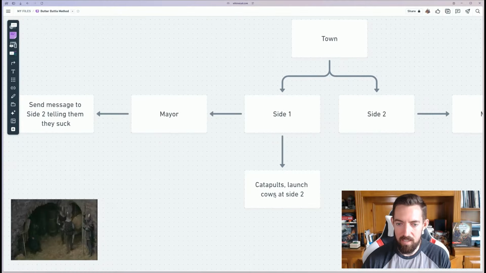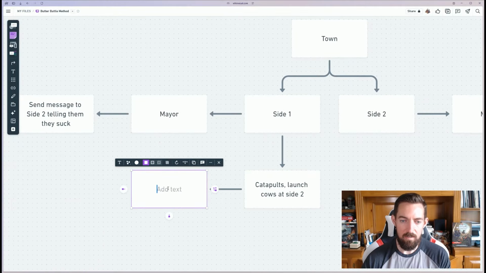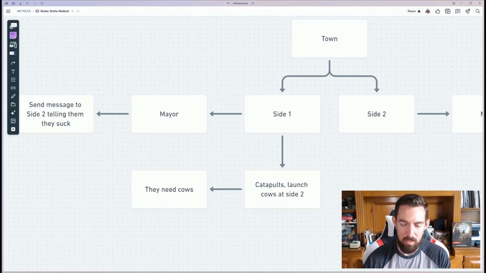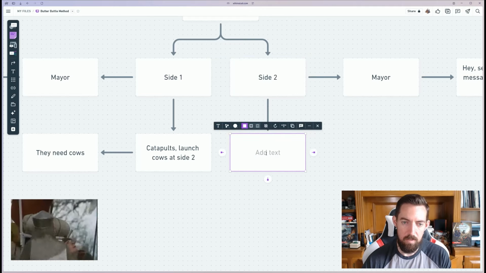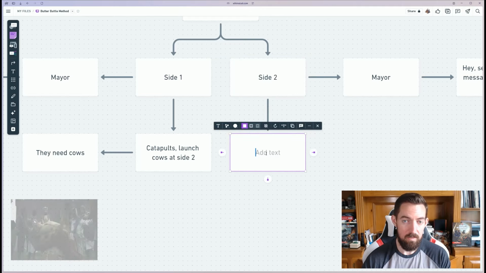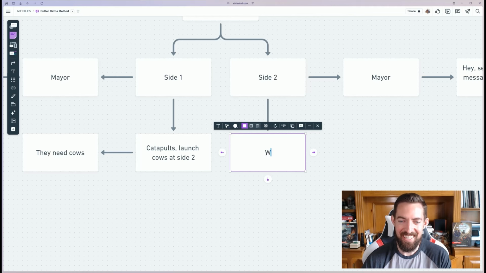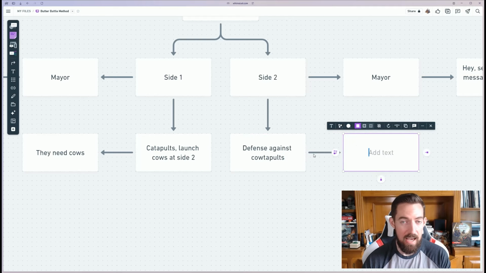And for each of these, you can start to give the party something to do. So they need cows. That's definitely something you can have them go off and do. Once the cows are back, they launch them at side two. Side two says, well, we heard about these cow catapults, or catapults, if you will. We need defenses against the catapults. And they've decided that a net is the best way to do this, a large net over the entirety of the town. And so they need you to go to the next coastal town over. Coastal collection of nets.